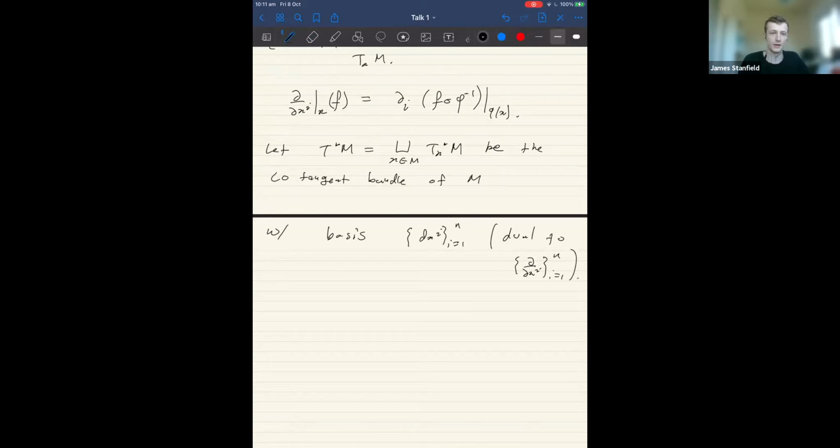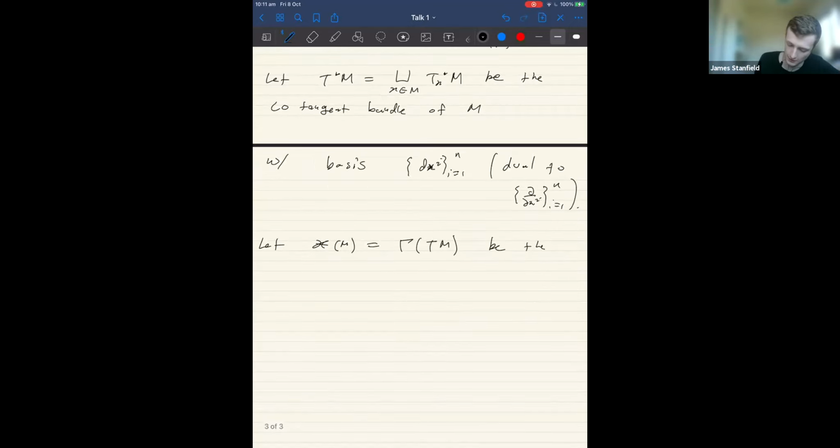I'm going to be pretty liberal about forgetting at which point these things are acting, because we just think of them as vector fields or one forms. In saying that, let this, if you like this notation, denote the vector space of smooth vector fields.